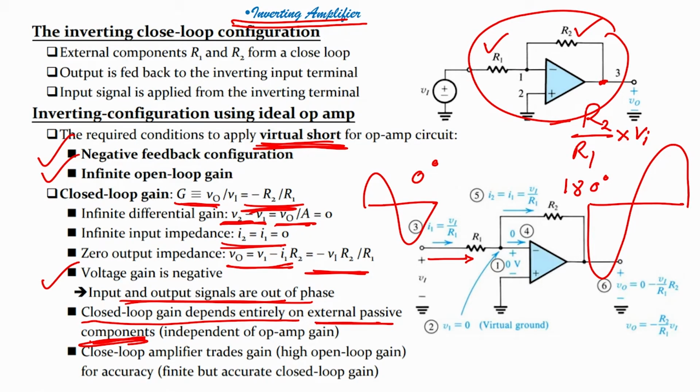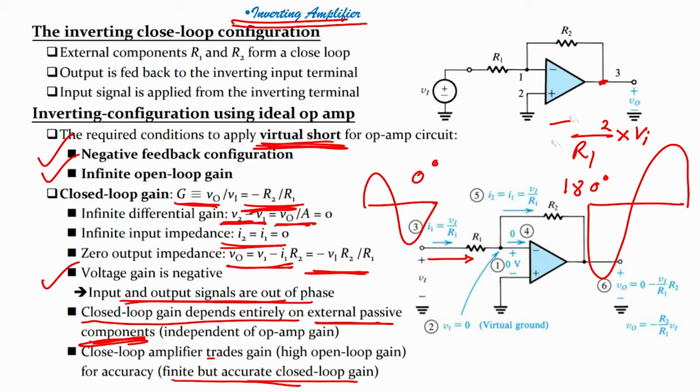Closed loop amplifier trades gain for accuracy, right. That means that here we do not have extremely high gain, but we can change the gain and we can have finite but accurate closed loop gain. So, accuracy is better here, but we have finite closed loop gain. But in case of no feedback, you will have infinite gain.